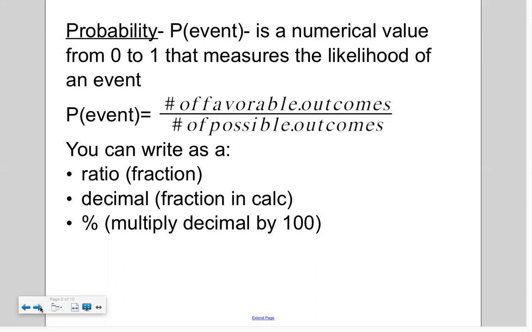The numbers closer to 0 are outcomes that are less likely to happen. The outcomes closer to 1 are the ones that are more likely to happen. Again, you can write them as a fraction, decimal, or a percent, but all of them are equivalent numbers between 0 and 1. It's situational, depending on when you would use the ratio, decimal, or percent.